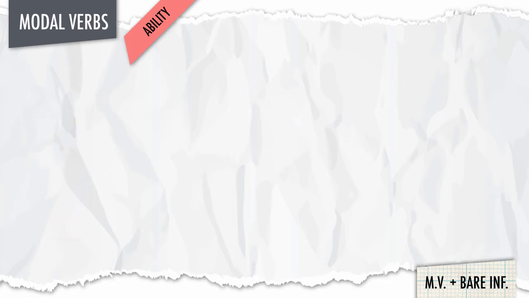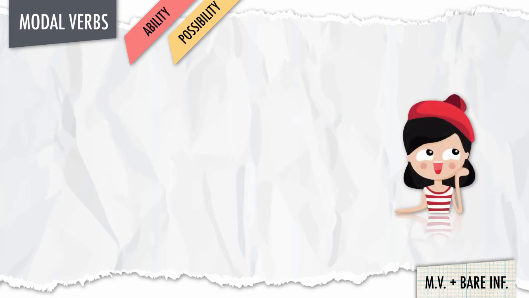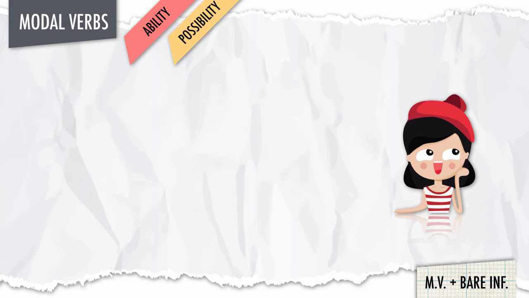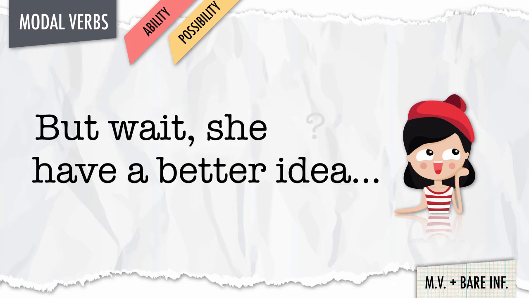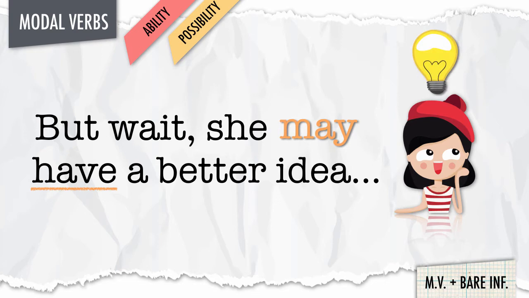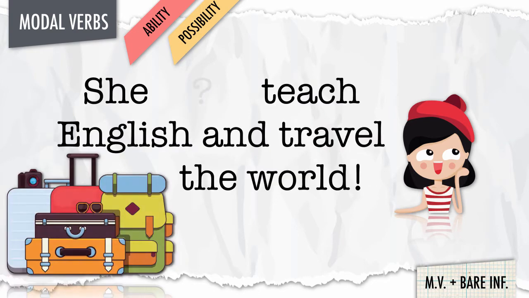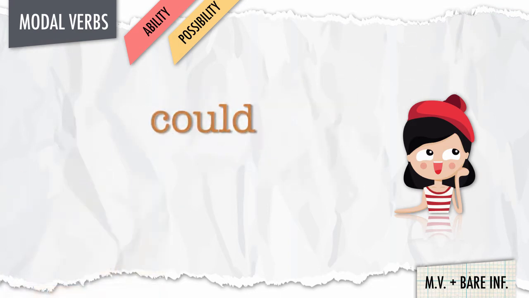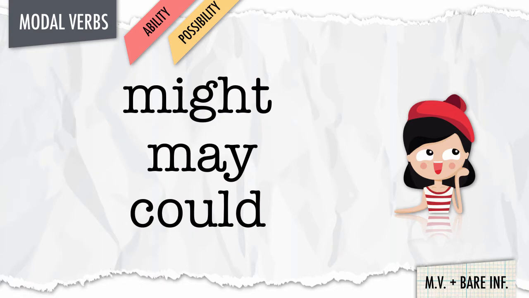Francine is young and her future is full of possibilities. How would you express possibility in this sentence? She might work at the cafe until next summer. But wait, she may have a better idea. She could teach English and travel the world. Might, may, and could are modal verbs that express possibility.